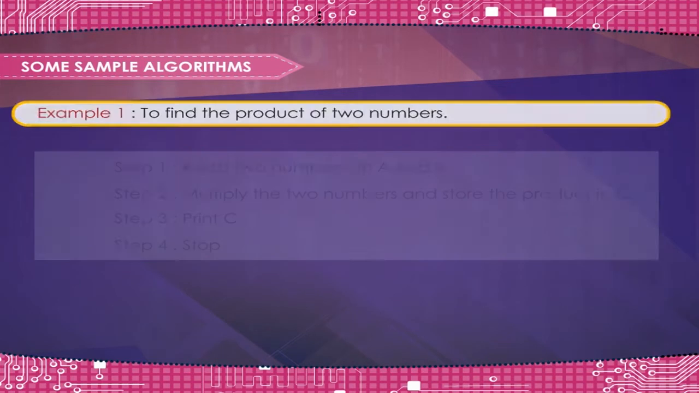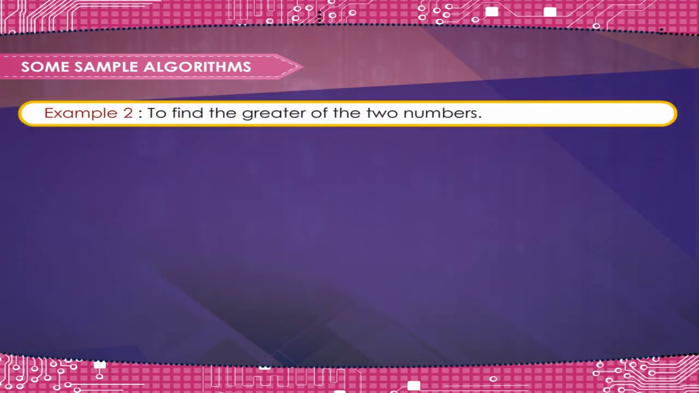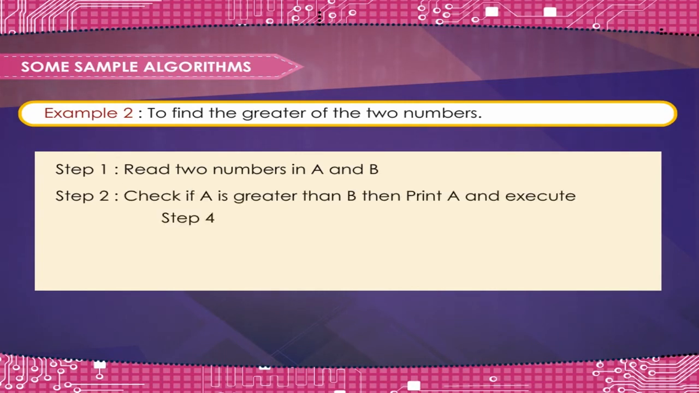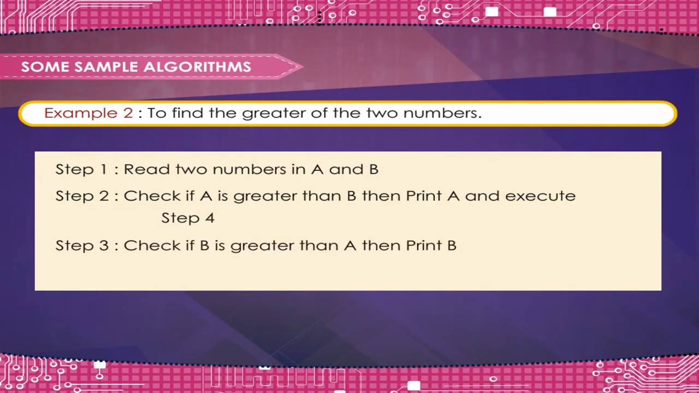Stop. Example 2. To find the greater of the two numbers. Step 1. Read two numbers in A and B. Step 2. Check if A is greater than B. Then print A and execute Step 4. Step 3. Check if B is greater than A. Then print B. Step 4. Stop.